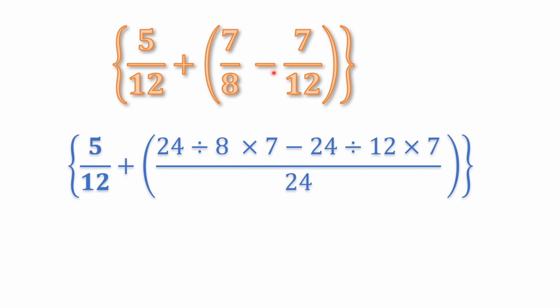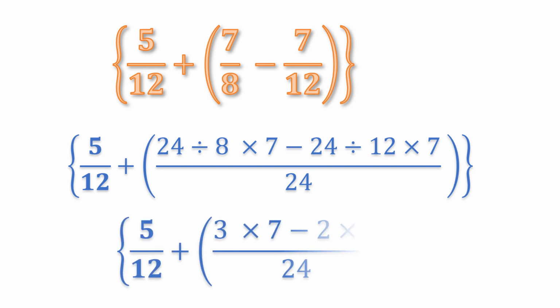We will give the subtraction sign, the minus sign, and again we will divide 24 by the second denominator. So 24 divided by 12. Whatever the answer comes will be multiplied with this numerator. It's again 7, so it will come 7.